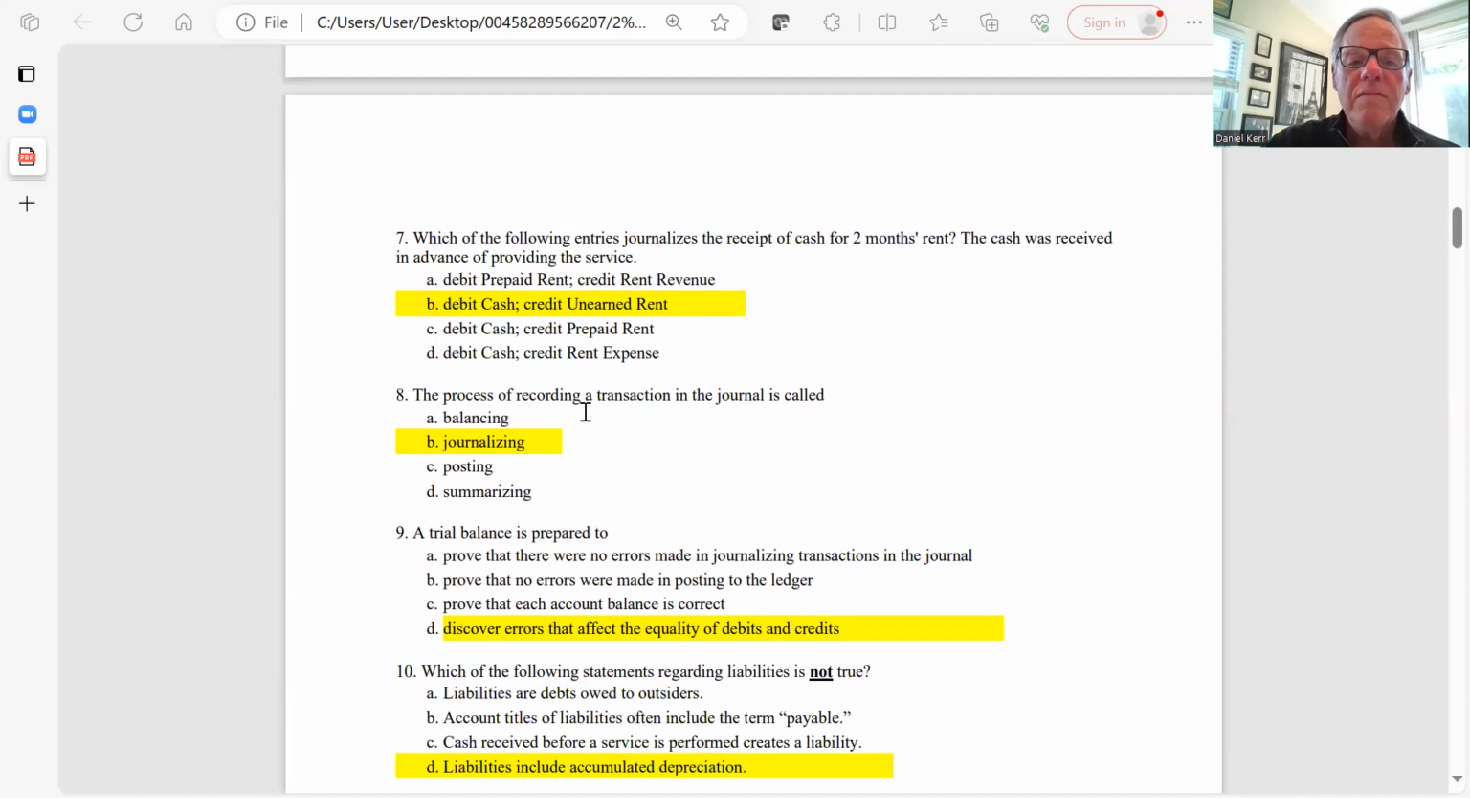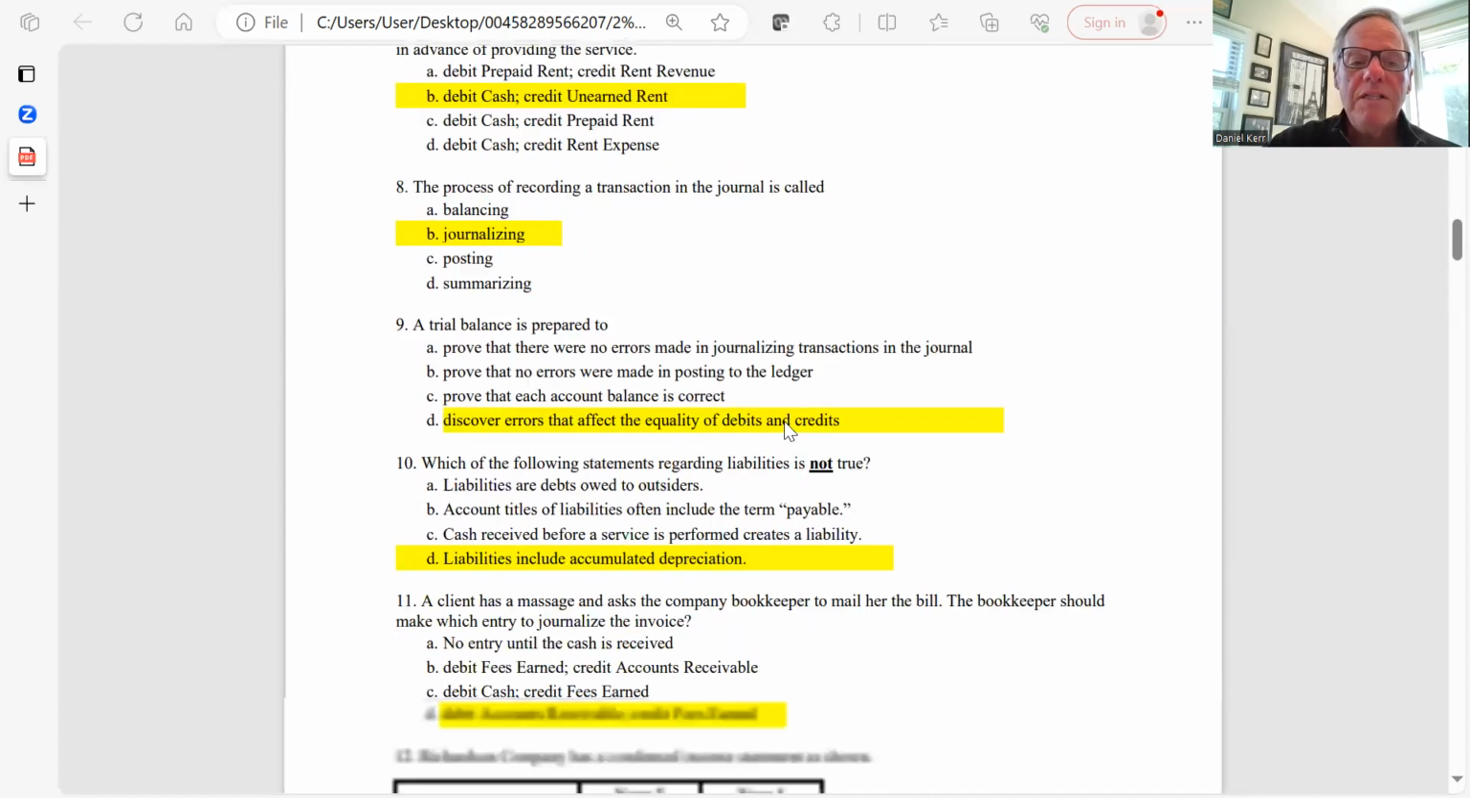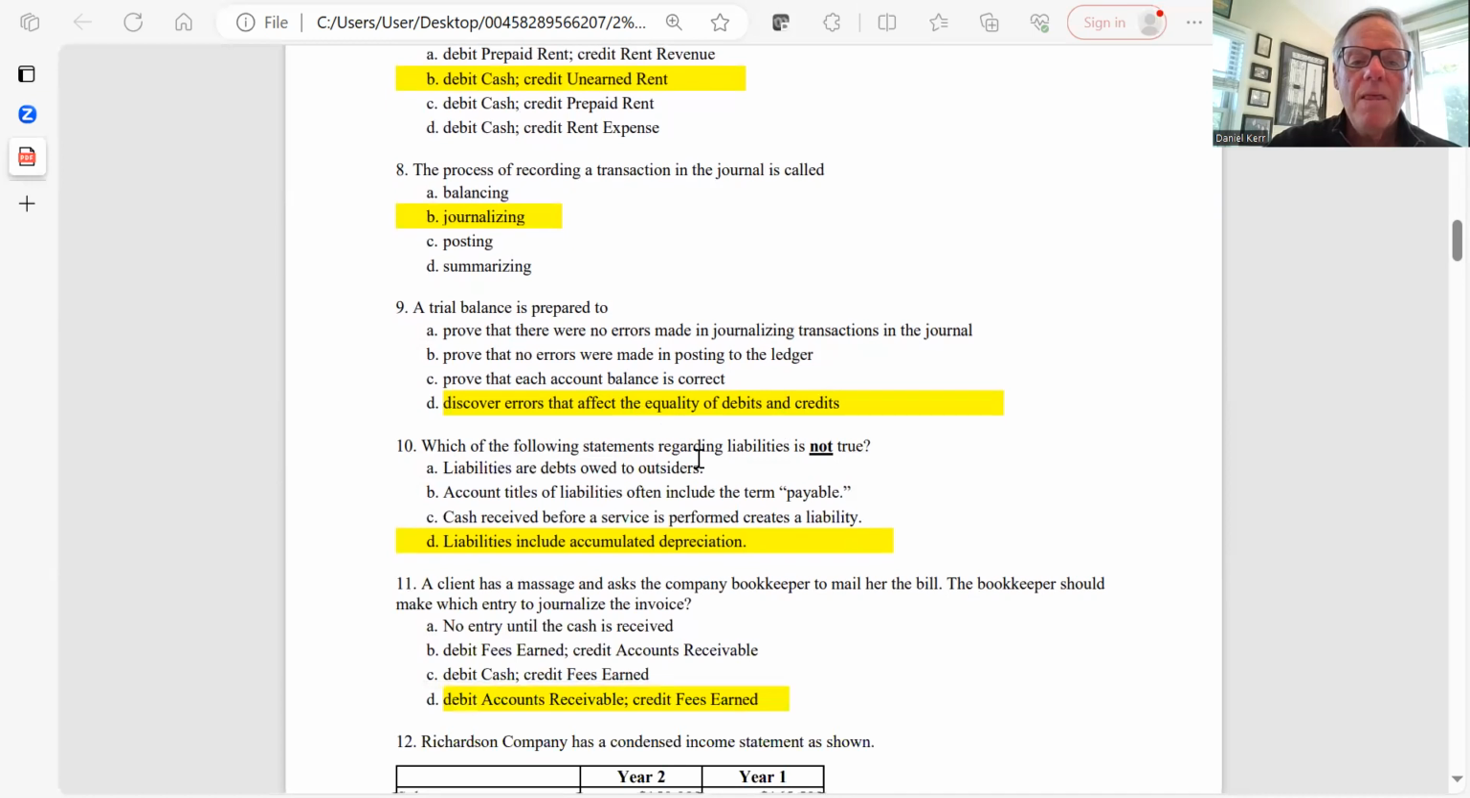Number 8, the process of recording a transaction in a journal, that is called journalizing the transaction. Journalizing is the process of recording in the journal. Number 9, why do we do a trial balance? We do a trial balance just to show the debits equal the credits. So the answer there is D.